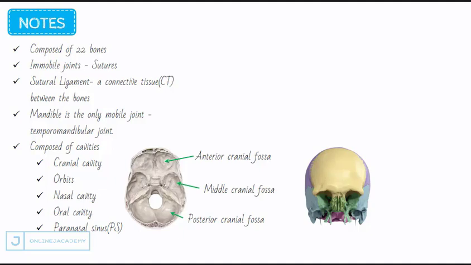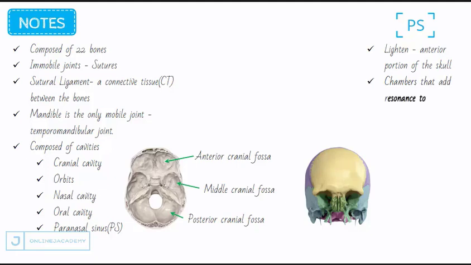So let's talk about the paranasal sinus itself. Okay? So what is a paranasal sinus? When you talk about the paranasal sinus, they're named after the bones in which they occur. But the functions of the paranasal sinus is they lighten the anterior portion of the skull. And the other thing that they do is they act as chambers that add resonance to your voice. Okay, so these are the two functions of the paranasal sinus.